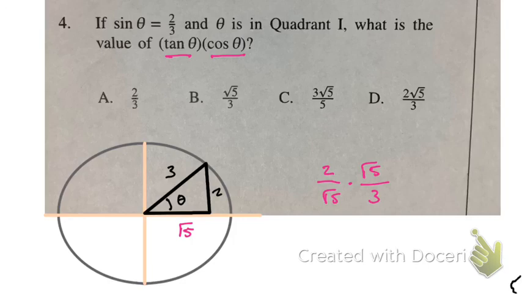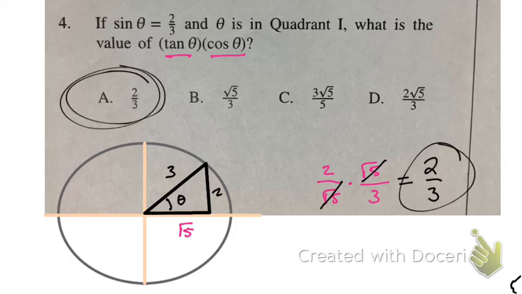And at this point in time, I'm very, very happy that I did not rationalize in the middle of a problem. Why? Regan? Because when you multiply them, you can just cancel out the square root of 5. Right. And so we're just left with 2/3. Ta-da! Answer A. What questions might you have?